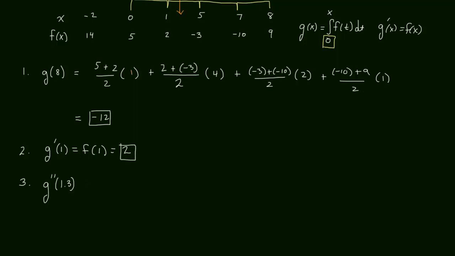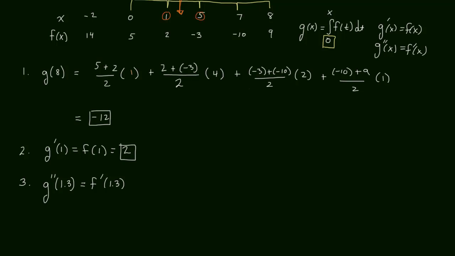In number 3, they want us to estimate g double prime of 1.3. I will start off by saying g double prime at 1.3 is equal to, see if I come over here, g double prime of x is equal to f prime of x. So this is going to be equal to f prime of 1.3. So they want to find the instantaneous rate of change in f at 1.3, and I have this arrow here to show that that's somewhere between the 1 and the 5.